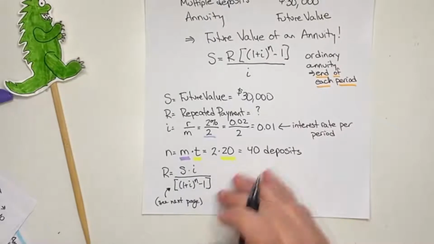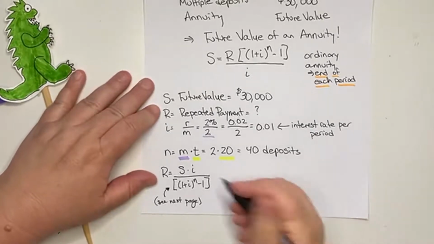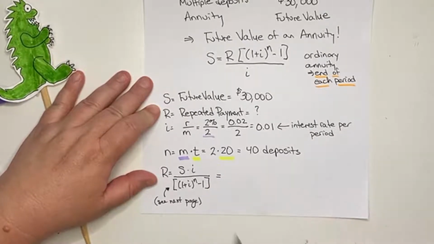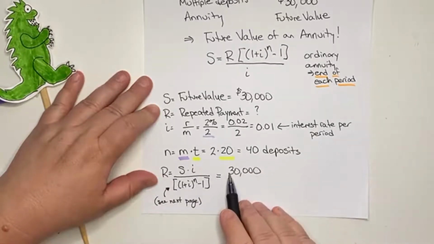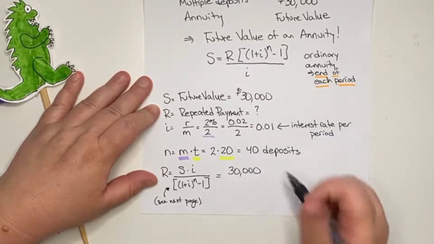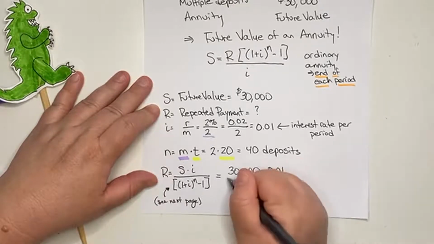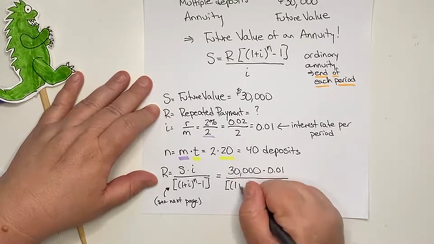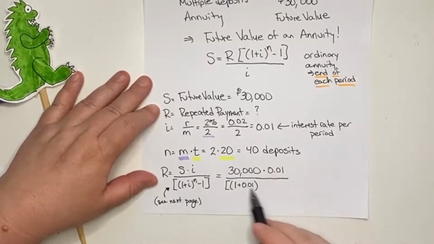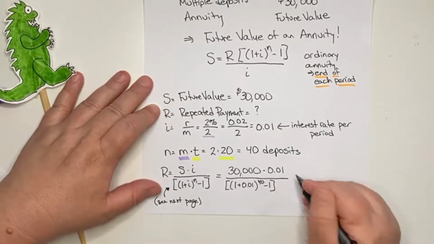Let's go ahead and plug in the values. So we need the S, that's the $30,000. Remember, we don't put units in when we're doing the math. We're going to multiply by the interest rate, 0.01. Take the whole thing over 1 plus 0.01 to the n, which is 40, minus 1.